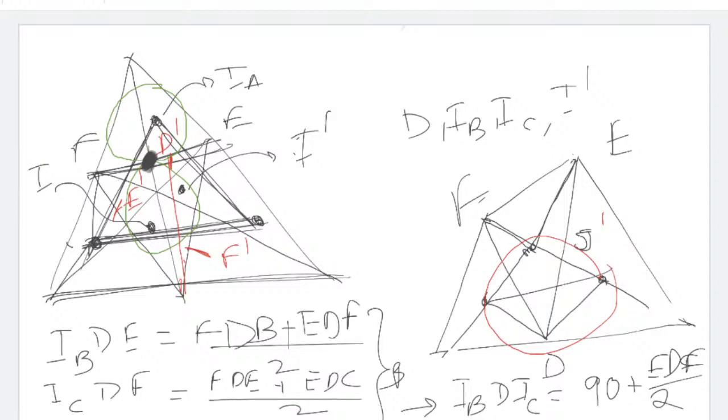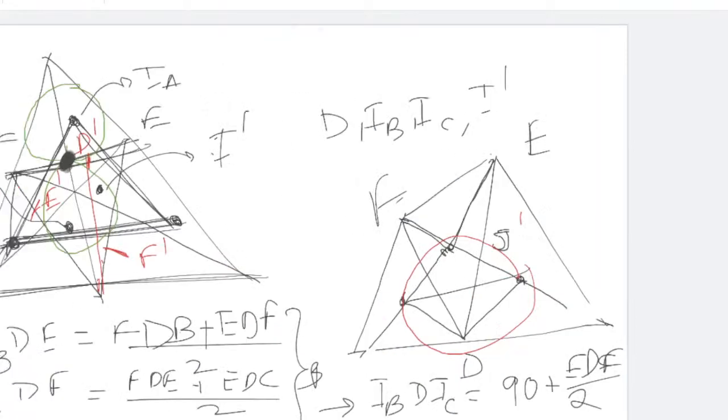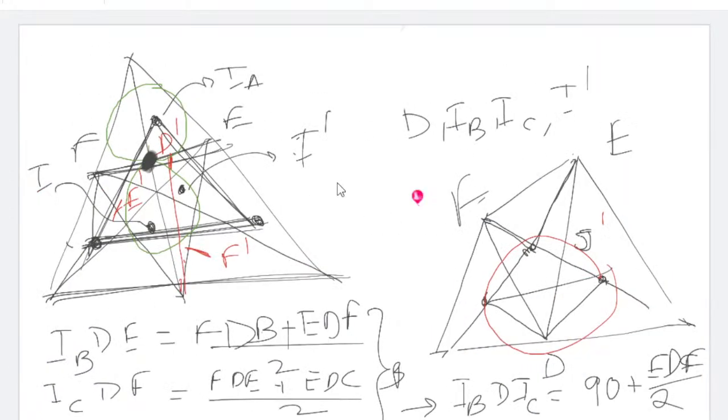Can you move to page 13? I am on 13. Okay, so this is IBIC, this line. And this is D, and this is the reflection of D over IBIC, and it lies on EF because EF and BC are reflections over IBIC. Okay, nice. You can write the ratios D dash F and D dash E, which are obviously equal to DF and DE.